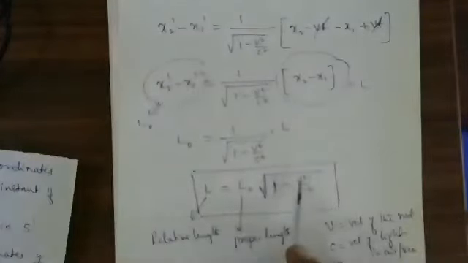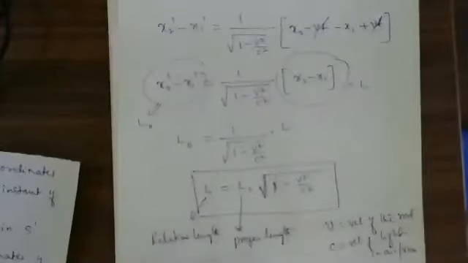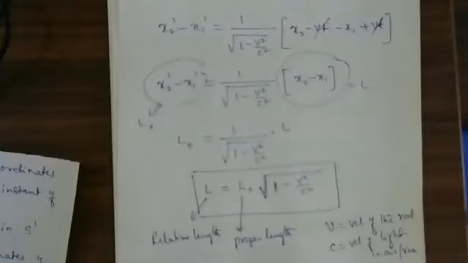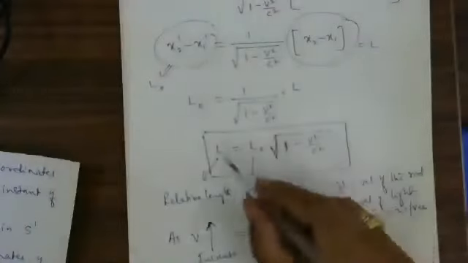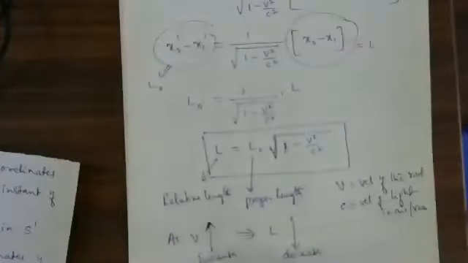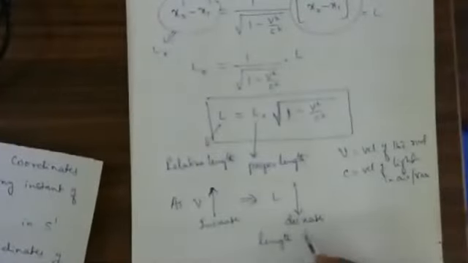Therefore, since V is more and more here, L goes on decreasing. As V increases, this implies L goes on decreasing. As V is larger and larger, L goes on smaller and smaller. As V increases, L decreases. This is called the length contraction. Length is going to get decreased.